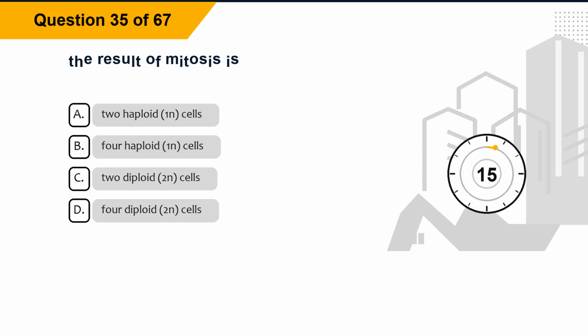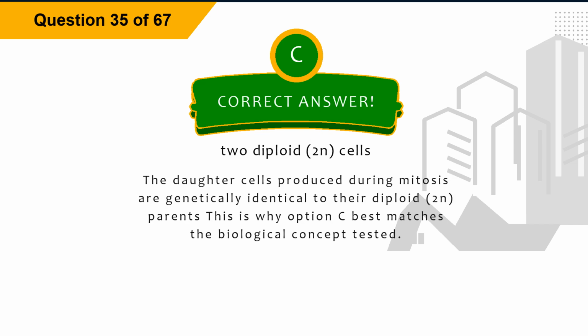Question 35. The result of mitosis is: option A, 2 haploid, 1N, cells. Option B, 4 haploid, 1N, cells. Option C, 2 diploid, 2N, cells. Option D, 4 diploid, 2N, cells. The correct answer is option C, 2 diploid, 2N, cells. Explanation. The daughter cells produced during mitosis are genetically identical to their diploid, 2N, parents. This is why option C best matches the biological concept tested.